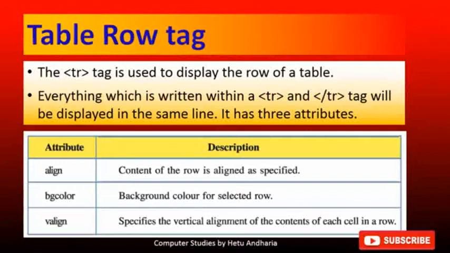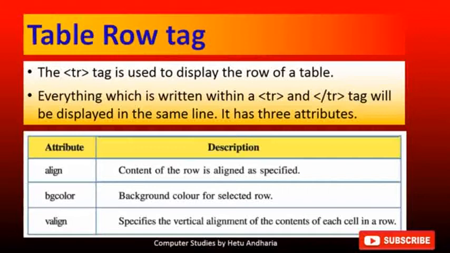Another attribute is bgcolor. Suppose you want to change the color of any row, then inside that tr you have to write bgcolor is equal to whatever color you like. Then the third attribute which can be used with tr is valign, meaning vertical align.